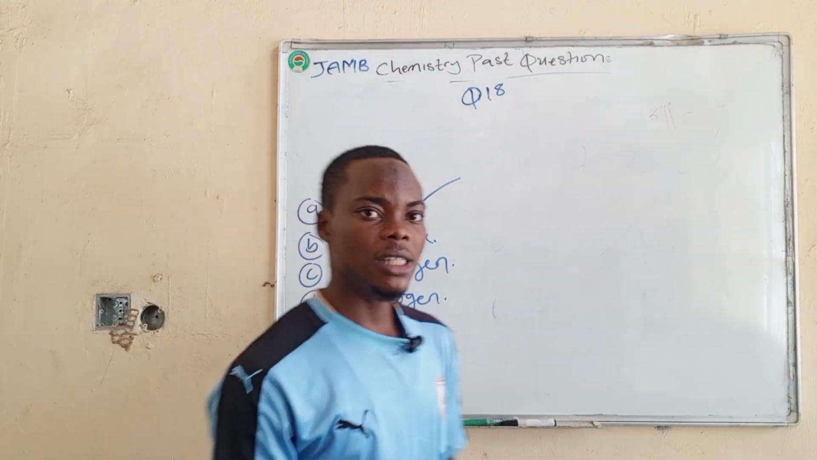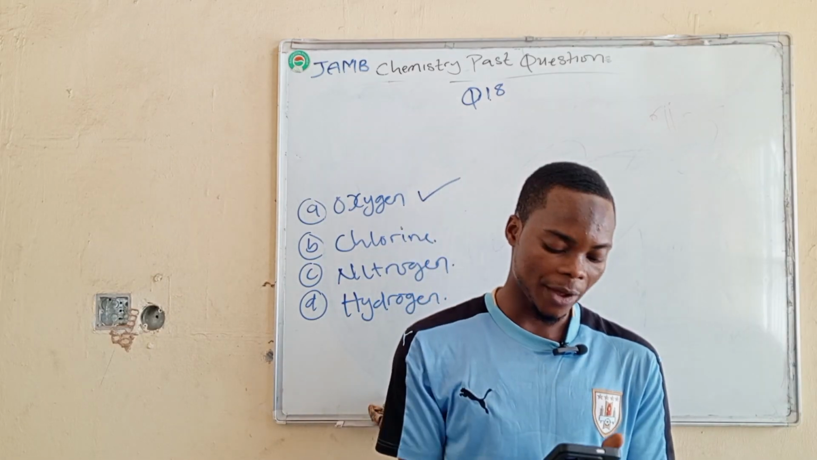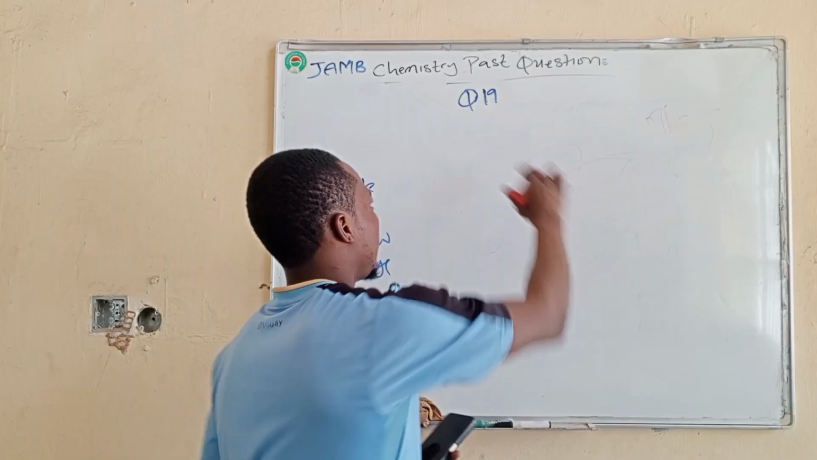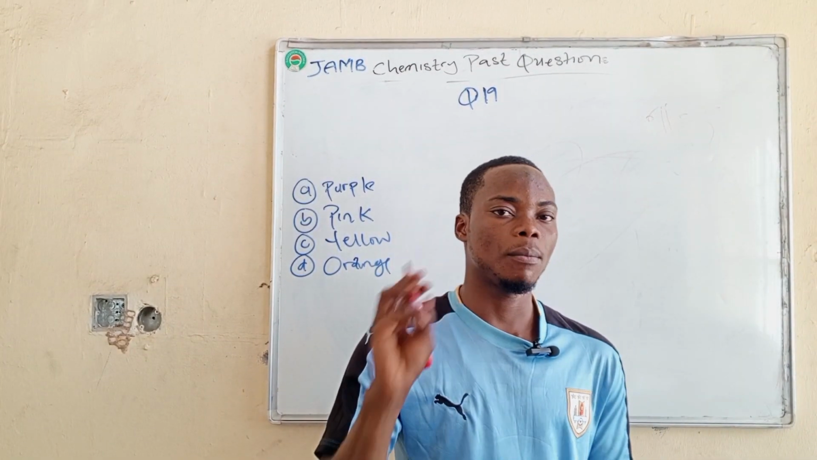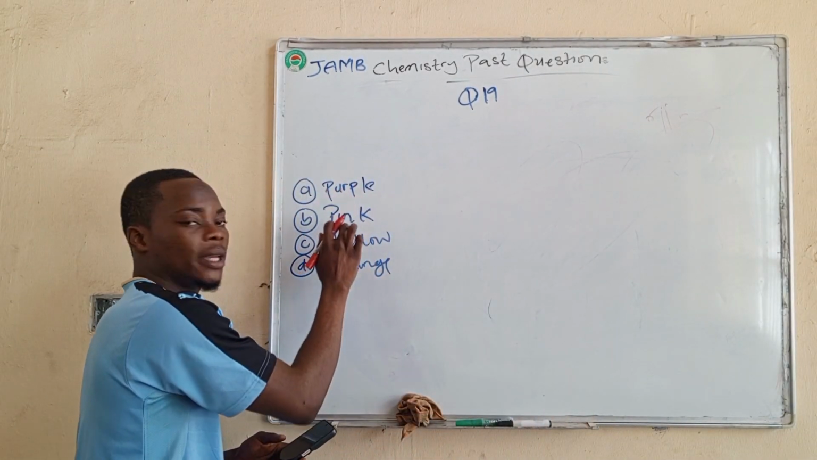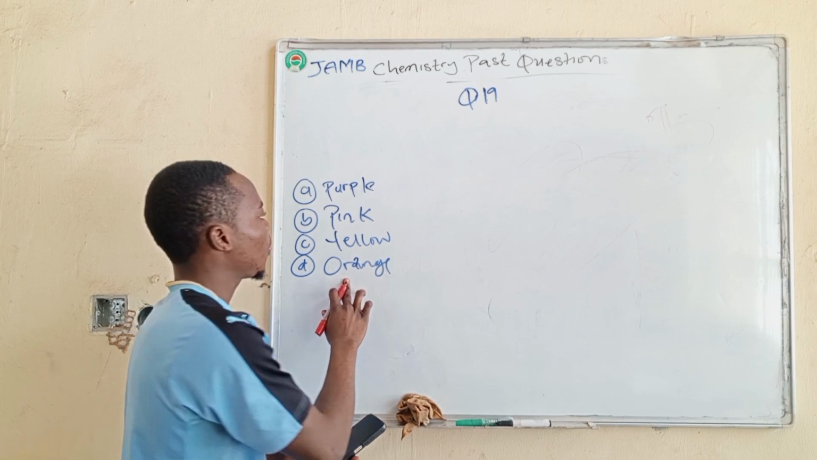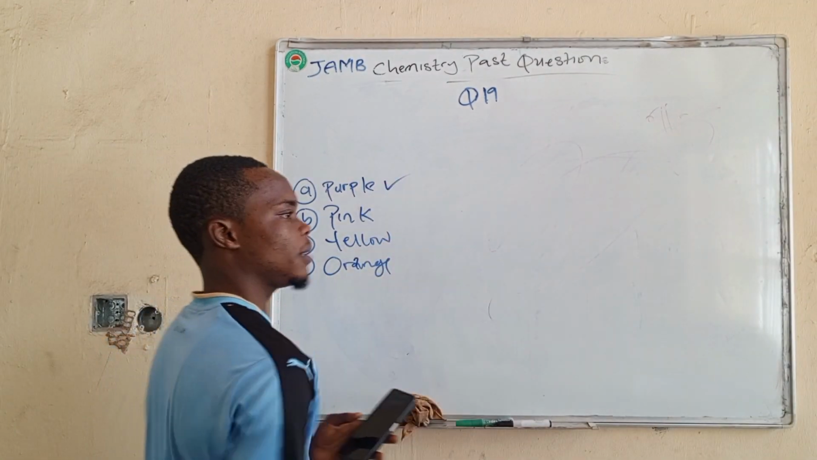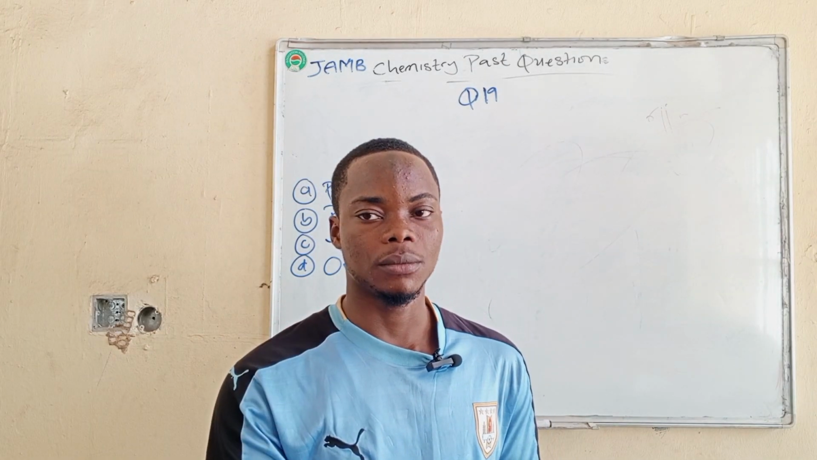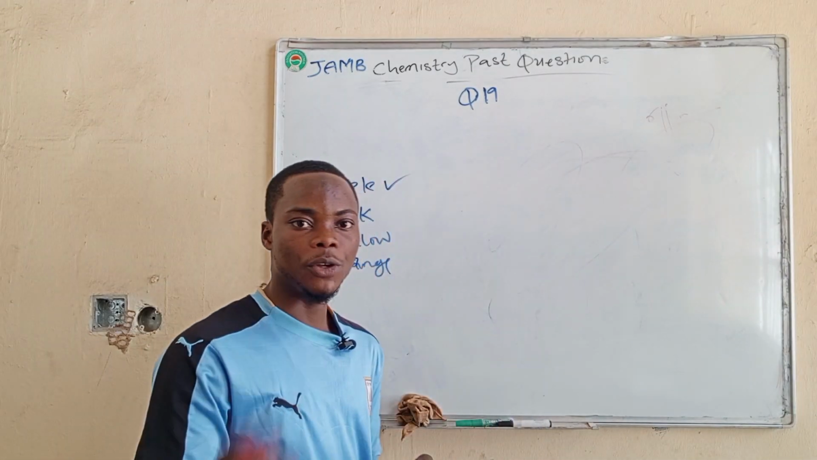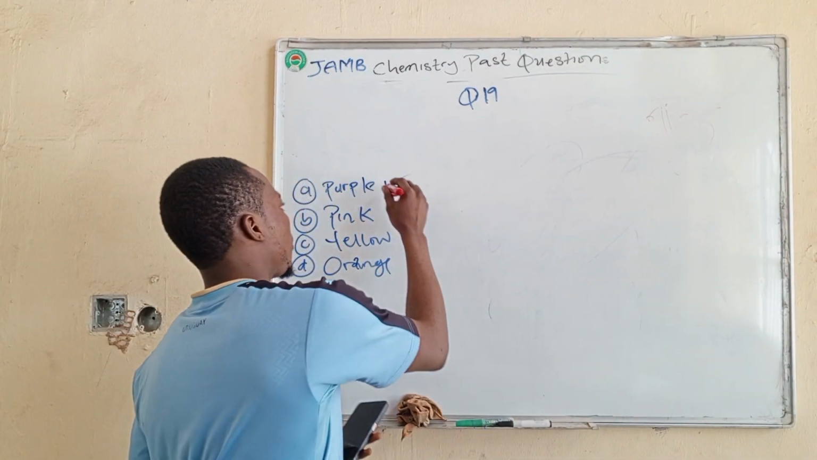The reason is that oxygen is a substance that is used to remove impurities from pig iron. Number 19. The color of litmus in a neutral medium is A. Purple. B. Pink. C. Yellow. D. Orange. So the answer here is purple. The reason is that it is blue in alkaline medium, and in acidic medium it is red. So in neutral medium the color of litmus is purple.